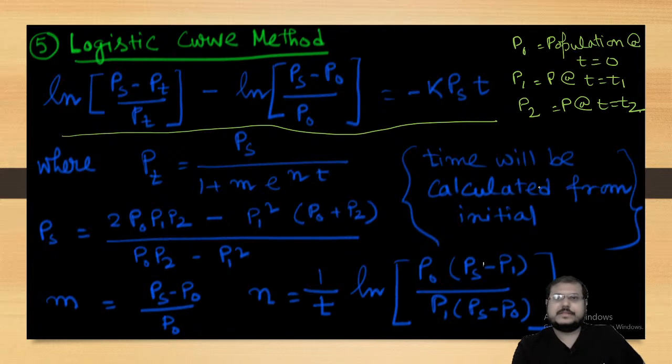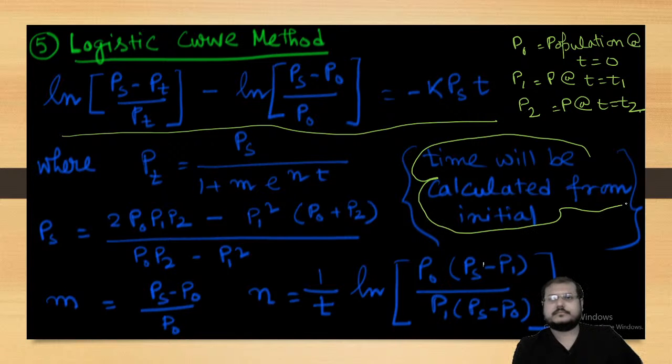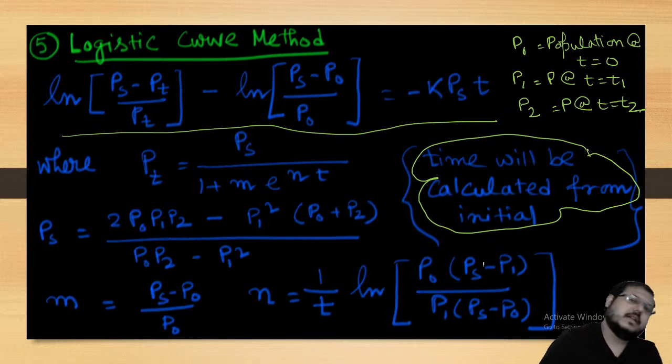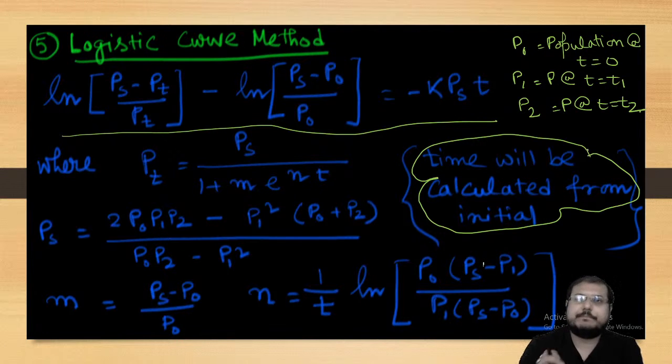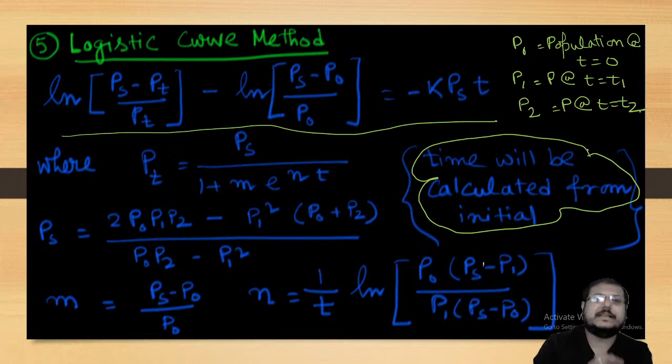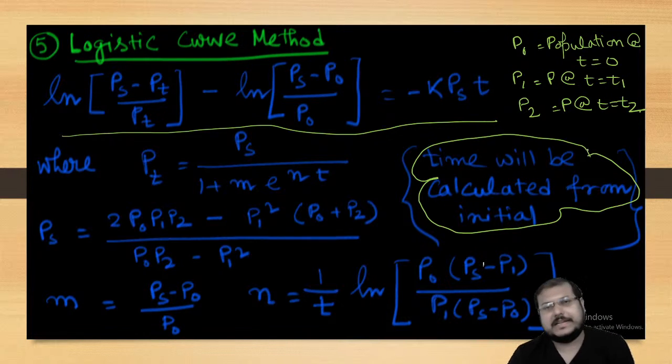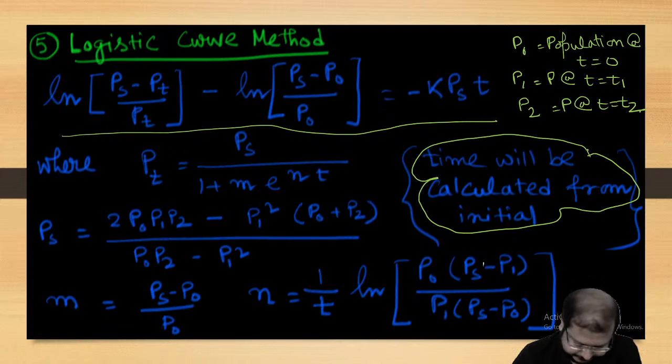Be careful about the part which is very, very important: the time will be calculated from the initial. Previously, from where were we calculating the time? We were calculating the time not from the initial, but from the last known decade. Here, time will be calculated from the initial. Okay. If P naught, P1, P2 are given, your first work will be to calculate Ps. Then you will go for calculating m and n, and then you will go for Pt. Okay. Clear? That is when we need to go for the logistic curve method. Is it okay?